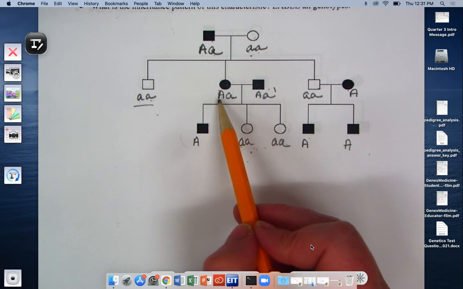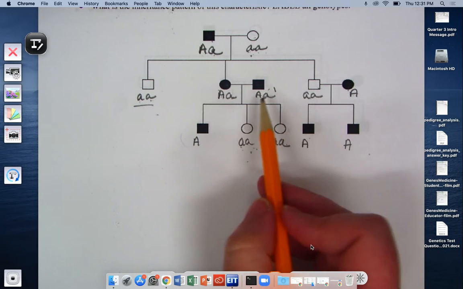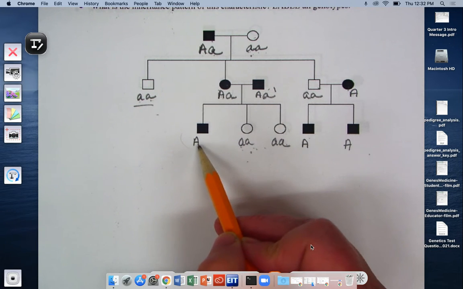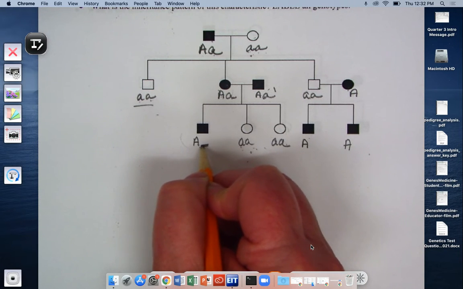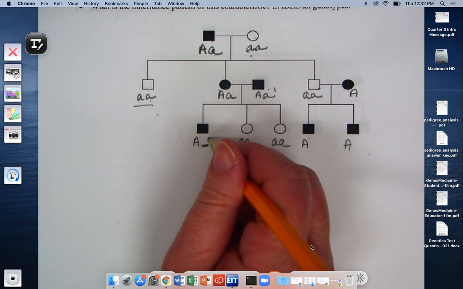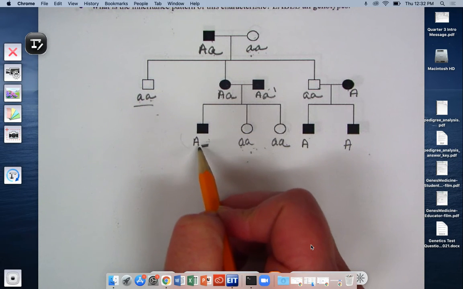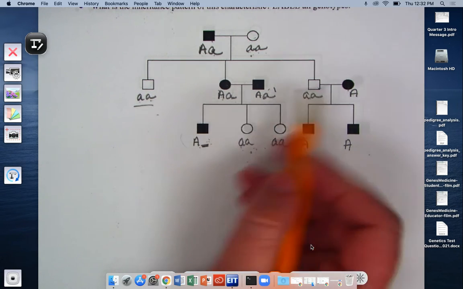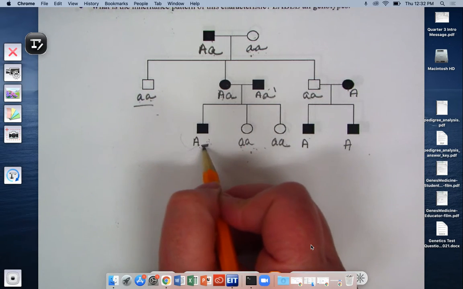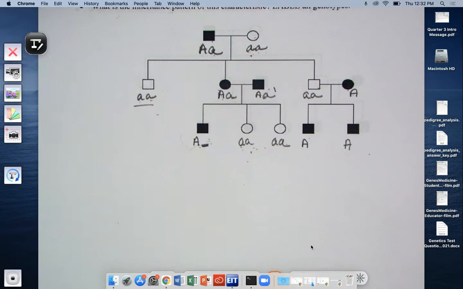Now, this parent could have given this letter. This parent could have given this letter. So I have no idea what the other letter of this child is, because it could be big A, or it could be big A, little a. So I don't know. When we don't know, we just put a little dash. We have no proof one way or the other.